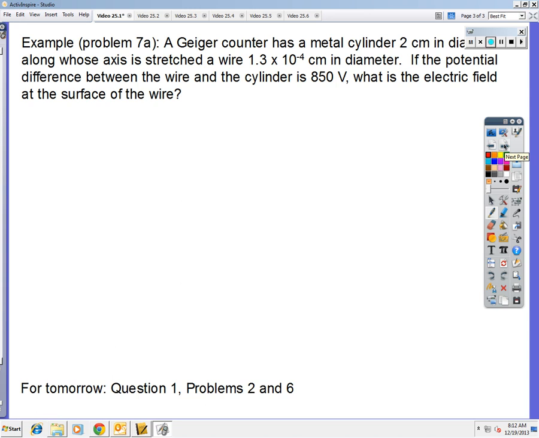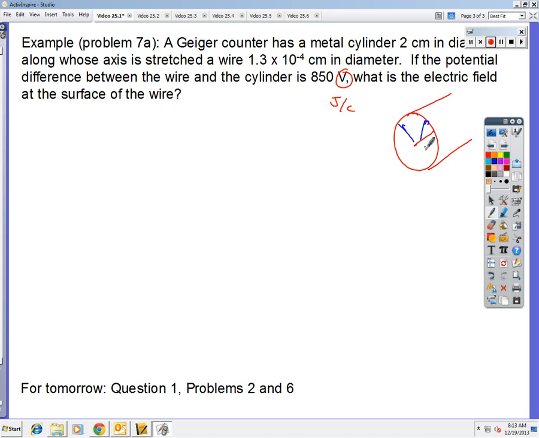You've got a Geiger counter, which is a metal cylinder 2 centimeters in diameter, with a wire strung down the middle of it that's very small. And the potential difference between the wire and the cylinder is 850 volts. So the question is, what is the electric field at the surface of the wire? By the way, volts is a joule per coulomb. And so we want to find the electric field at the surface of the wire.